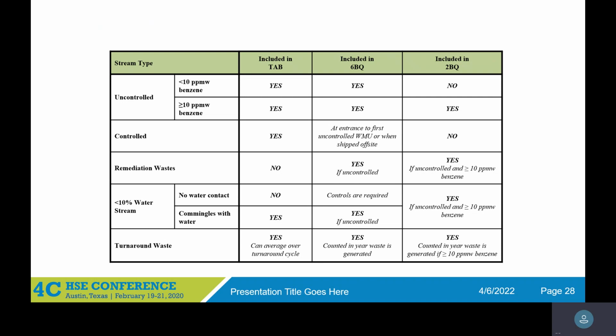Less than 10% water streams, that have no contact with water, are not included in the tab. This is the organic streams. They must be controlled under the 6BQ. It's a violation if you don't have them controlled. So organic streams have to be controlled under the 6BQ. But under the 2BQ, you just report them if they're greater than 10 ppm. Everything under the 2BQ is if they're greater than 10 ppm, right? If they commingle with water, you have to report, and the turnaround waste, this is the only one that can be averaged over a turnaround cycle.